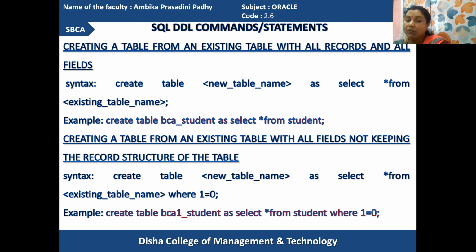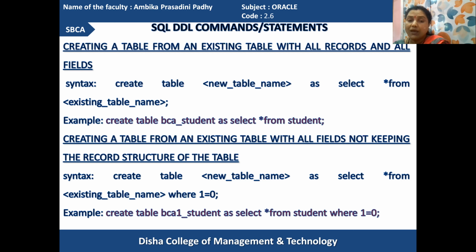Previously, all rows were taken along with the fields. Here only the fields will be taken because select star from is written, but no contents and no rows will be taken. Where 1 equal to 0 means no rows will be taken. So the fields of the table will be copied for creating another table, but no rows. Take one example for it.